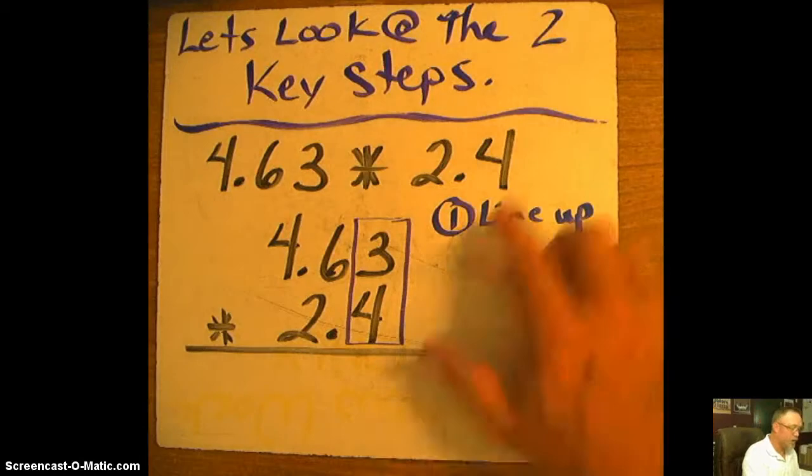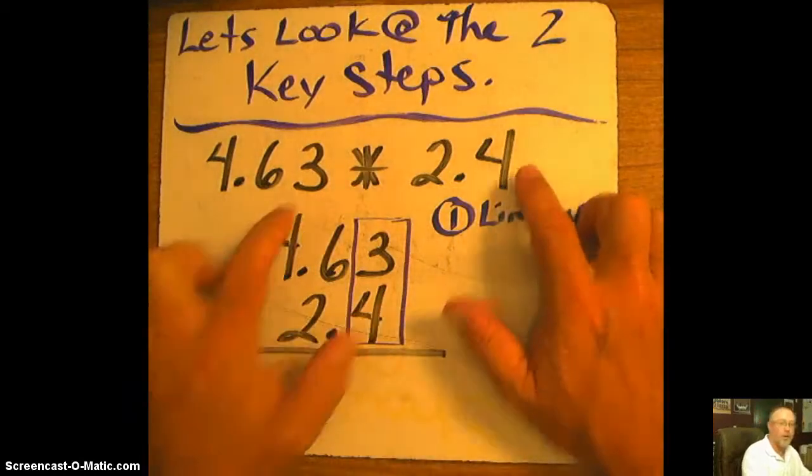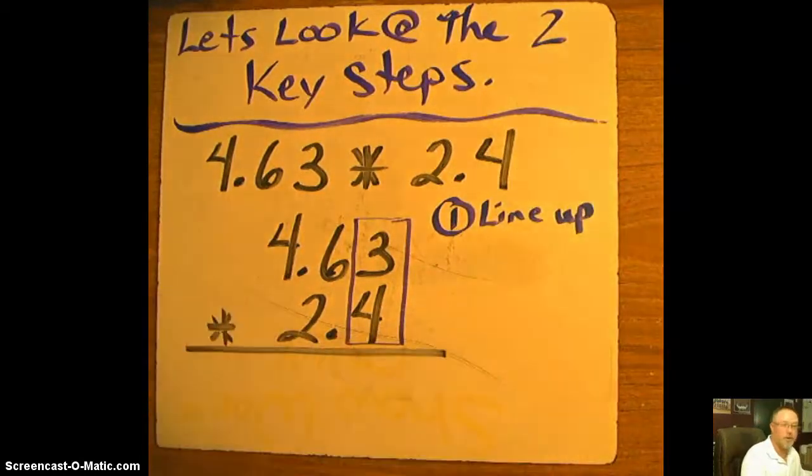So when we do that, we're going to line up our 4 and our 3. We don't care about the lineup of our decimals. We're just going to line up our last digits. So we're going to make a nice straight line with our last digits. All right. For our next step, we're just going to simply multiply the number.